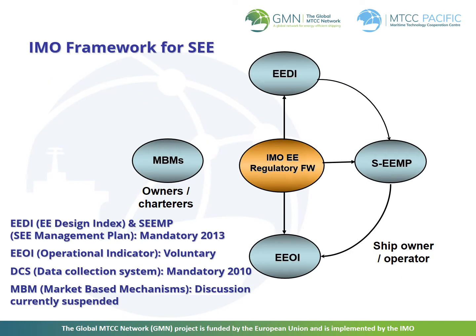The IMO SEE framework, or Ship Energy Efficiency Framework, is a regulatory framework that incorporates a number of measures for ship owners or operators. These include the SEEMP, the Ship Energy Efficiency Management Plan, the EEOI, the Energy Efficiency Operational Indicator, and the EEDI, which is the Energy Efficiency Design Index. These will be discussed in detail in later modules.